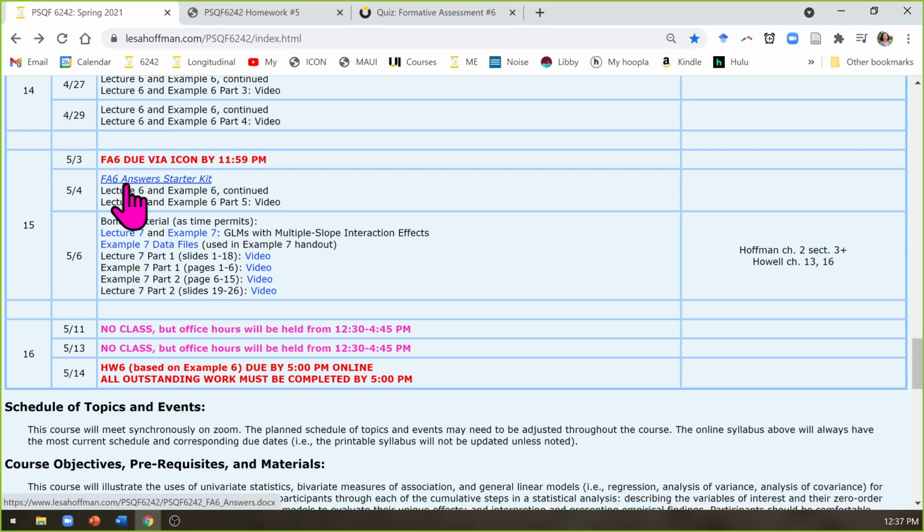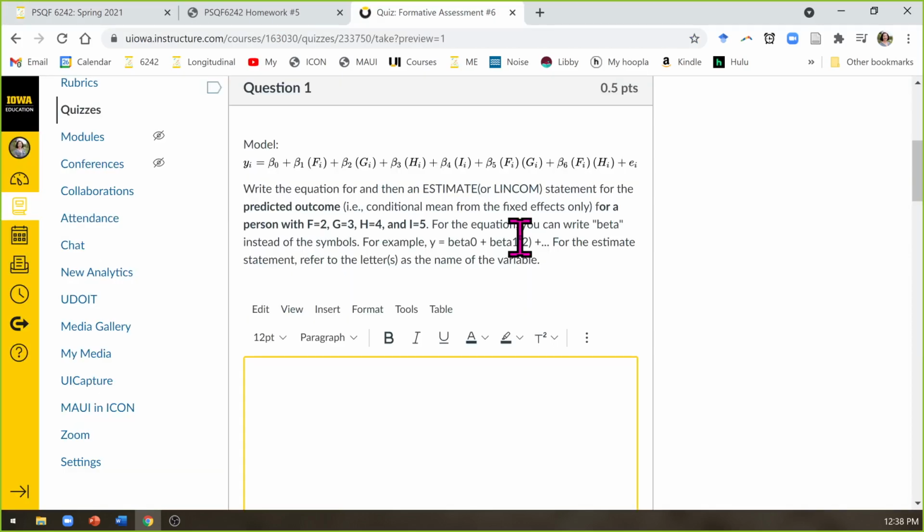So formative assessment number 6 here, I have it pulled up inside Icon. This is drilling the idea of linear models and how the model tells you what the slope of any predictor would be in the presence of an interaction term. So for each question, I'm asking you to use this as the model and then to describe the logic and the code that you would use to get whatever quantity that I'm asking for.